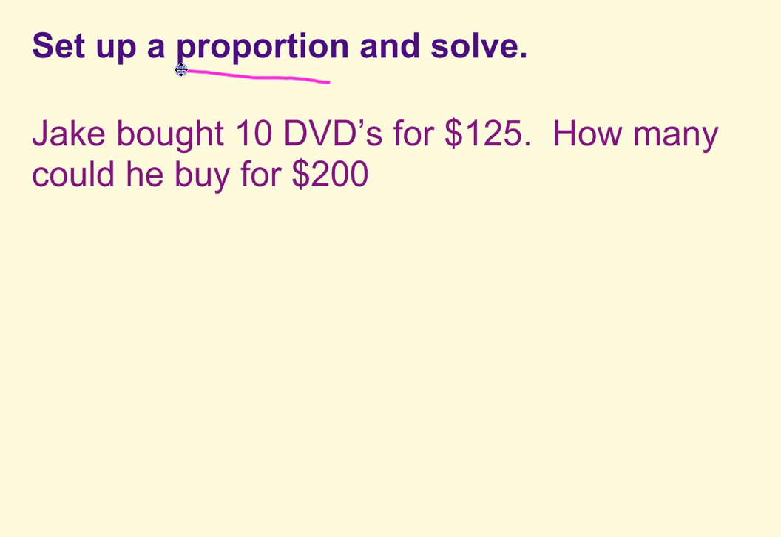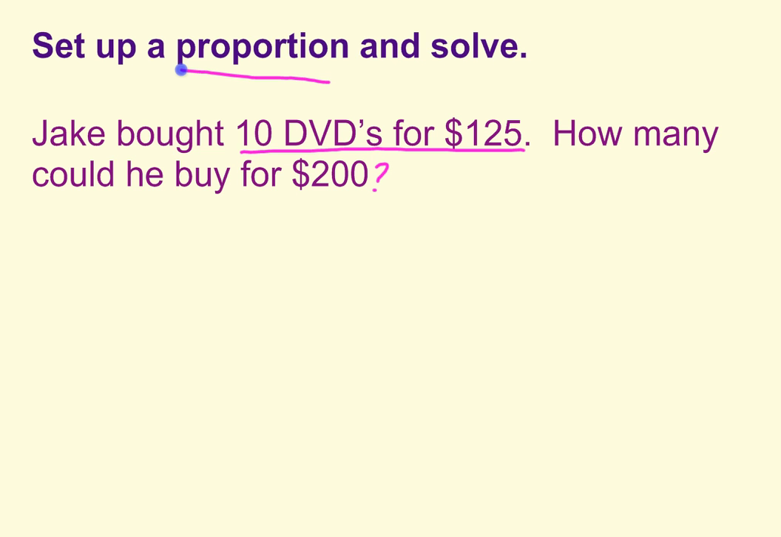We're going to have one fraction equal to one fraction. We will cross multiply and solve. So what do we have going on? We've got Jake. He bought 10 DVDs for $125. How many could he buy for $200? And we're missing our question mark.